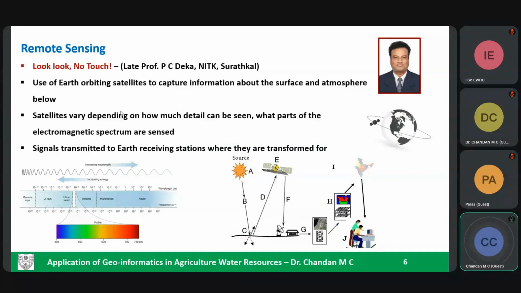Now, I already mentioned under the umbrella of geoinformatics, we also have remote sensing. I would like to quote one of our late professors, P.C. Deka, from NITK Surathkal. He made us understand remote sensing in very, very simple words. Look, and no touch. That means you are looking at a distant object from a faraway distance. You are not in physical contact with that particular object, but you are trying to get some information. So that is the basic definition of remote sensing.